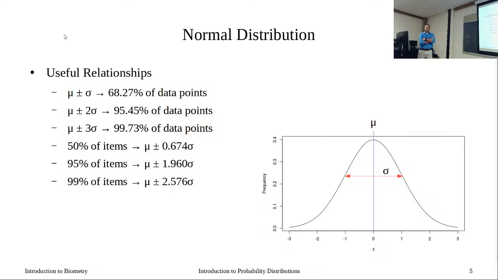The normal distribution has some interesting and useful relationships. If we take our mean plus or minus a single standard deviation, that covers a little more than 68% of all of our data points. If we do 2 times the standard deviation, it's a little bit more than 95%. And if we do 3 standard deviations, it's more than 99%. It's 99.7%.